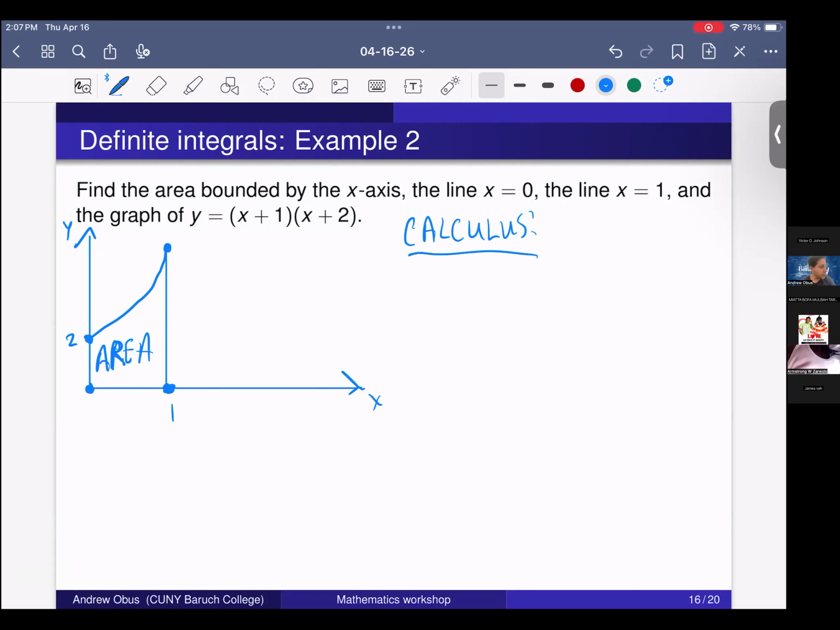And so to do this with calculus, well, we're looking at an area between x equals 0 and 1. So that's the integral from 0 to 1 between the x-axis and some function. So that's the integral of x plus 1 times x plus 2 dx.